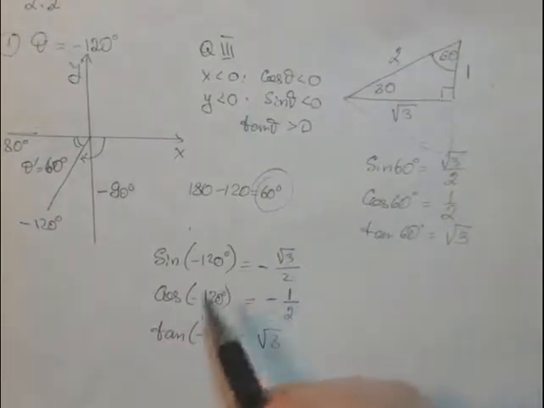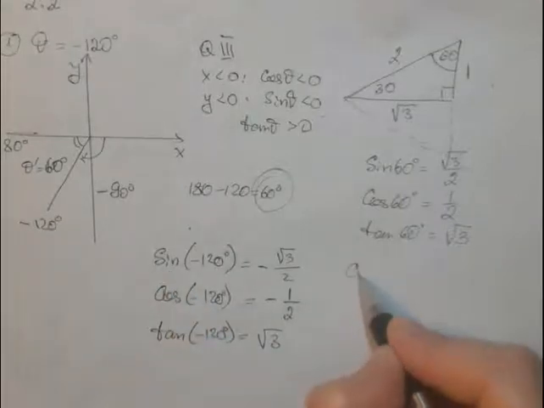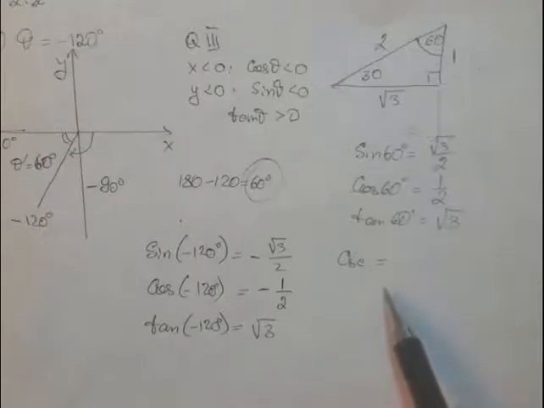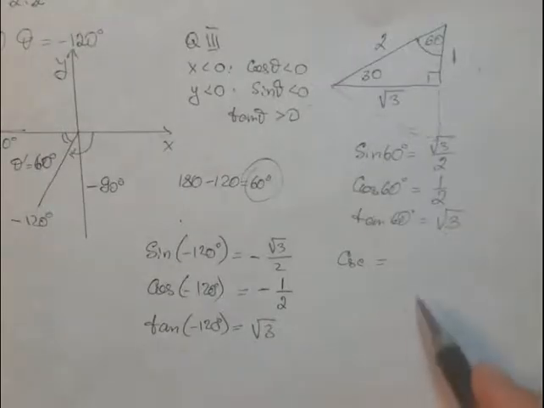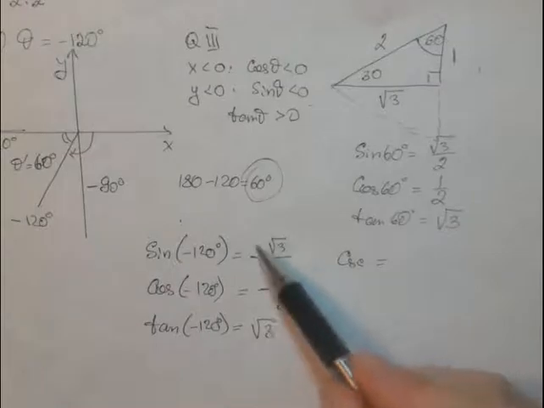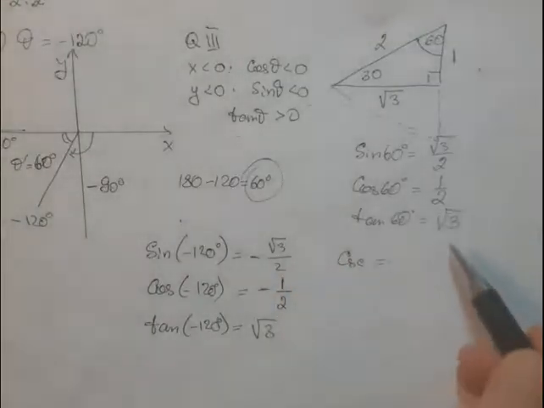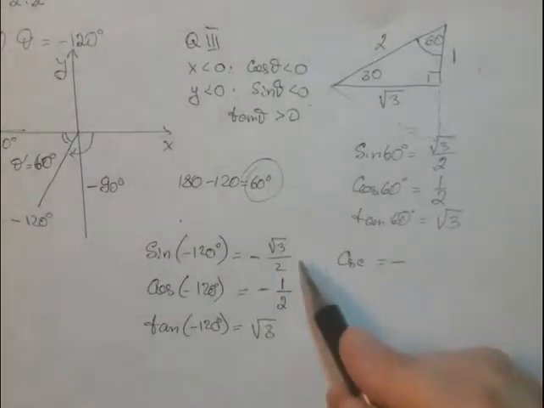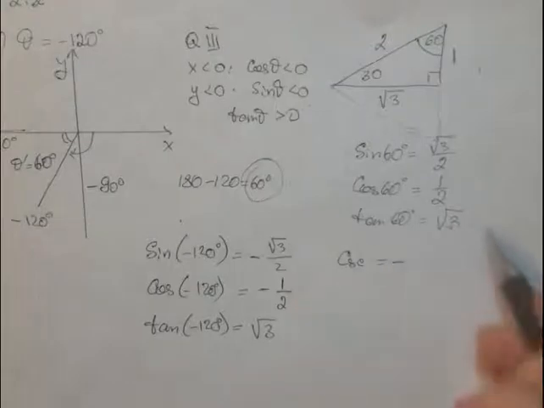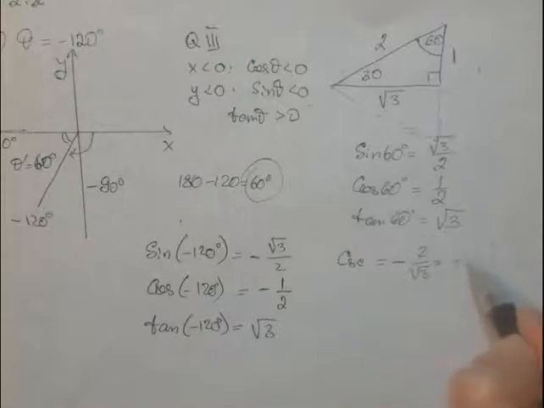Reciprocal functions. Reciprocal of sine is cosecant. Of course, it will have the same sign. 1 divided by negative will be negative as well. Negative. The reciprocal of square root of 3 over 2 is 2 over square root of 3, and we want to rationalize. We multiply by square root of 3 numerator and denominator and get 2 square root of 3 over 3.